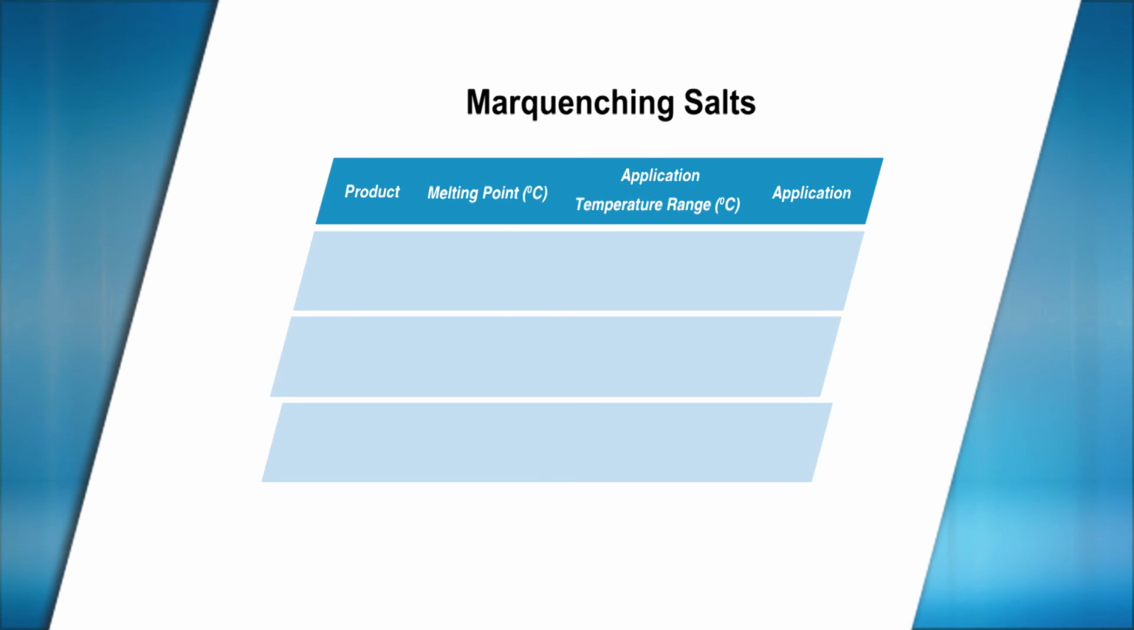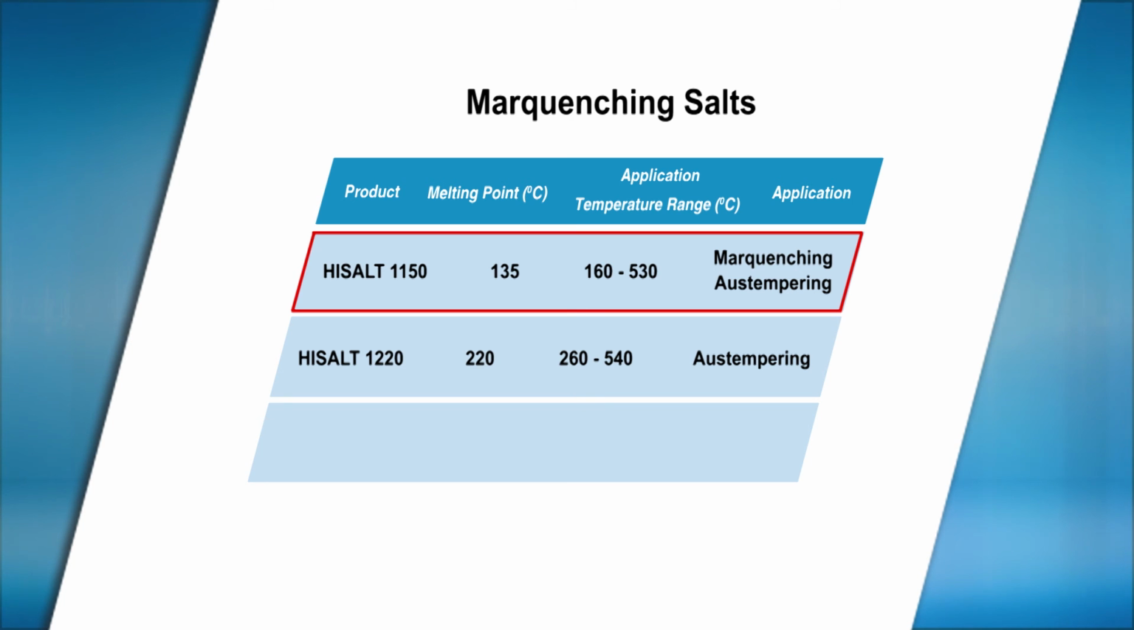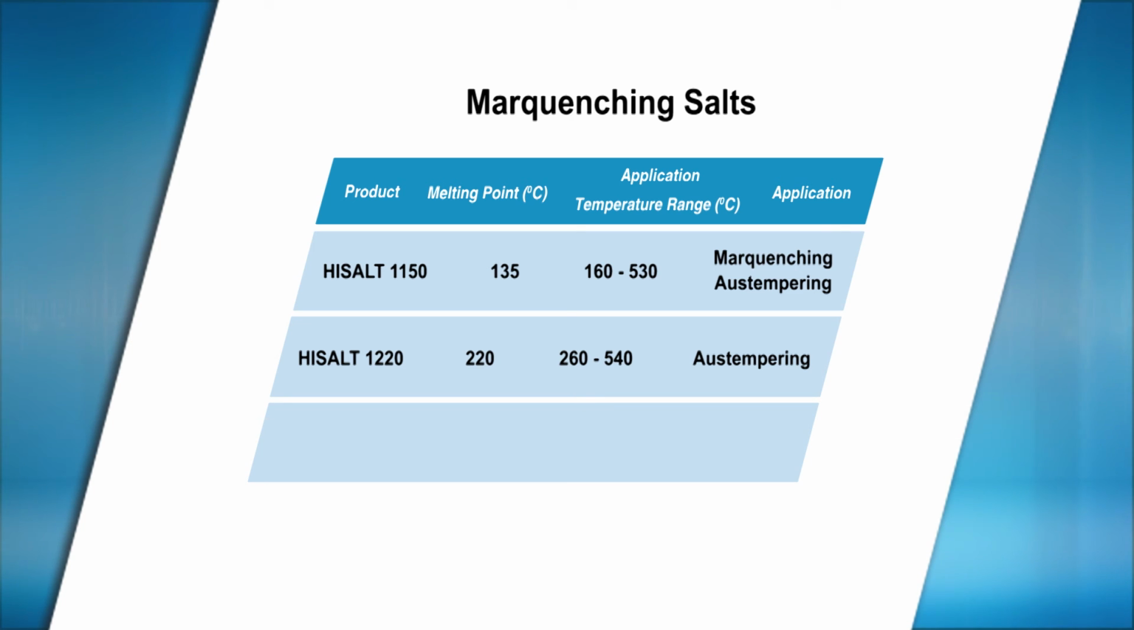Our range of mark quenching salts are High Salt 1150. It is recommended for applications like mark quenching of critical components as well as for austempering process. For austempering application, specifically we recommend the use of High Salt 1220, which has a higher melting point as compared to High Salt 1150. High Salt 2460 is used for quenching of high-speed steel grades at higher temperatures.